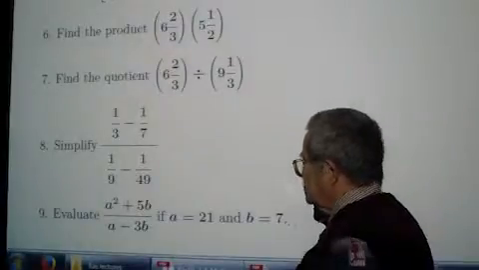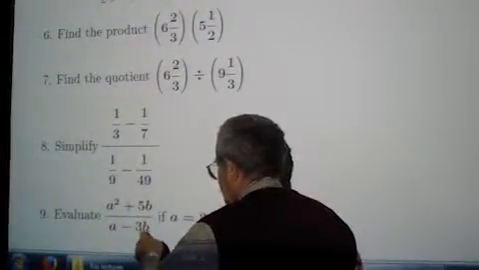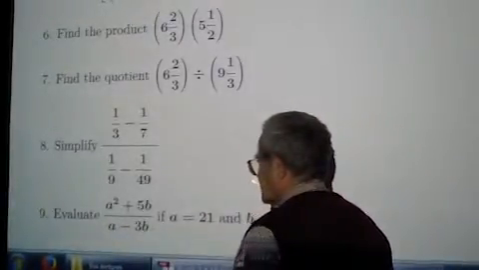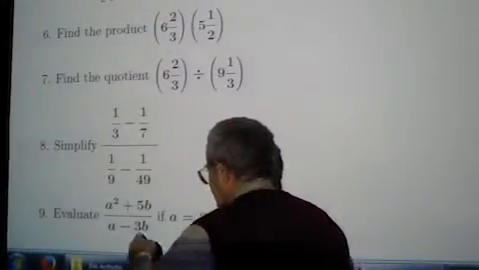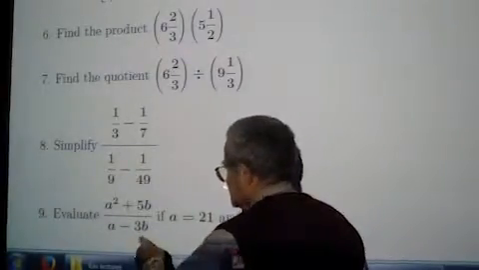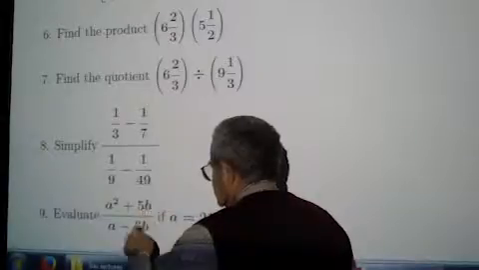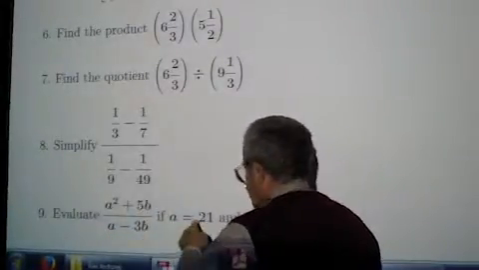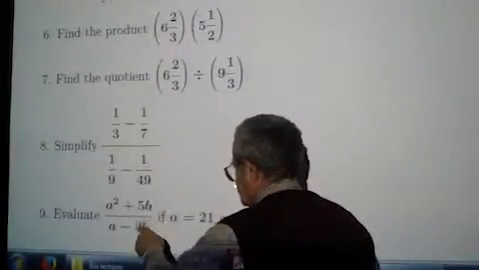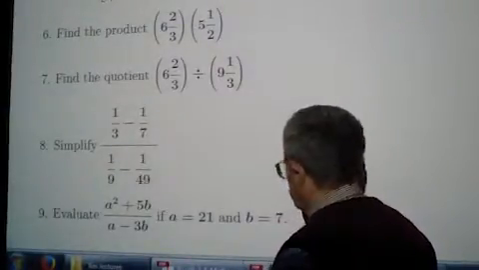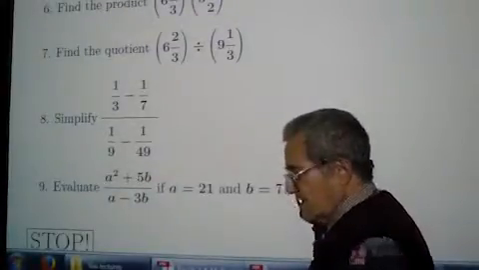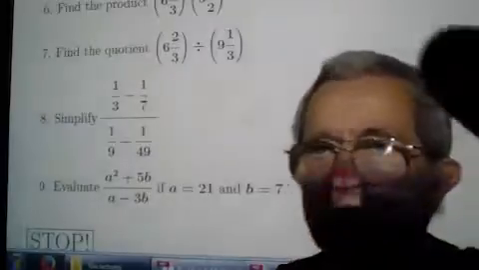And then evaluate a squared plus 5b over a minus 3b. No, I'm sorry, that's a b. A squared plus 5b over a minus 3b, where a is 21 and b is 7. Okay, this is 5b and 3b, not 56 and 36. So a is 21, b is 7. And I'll show you next time the answers.